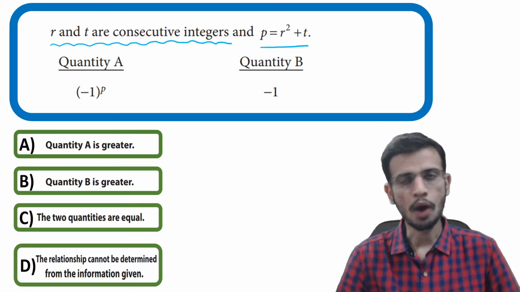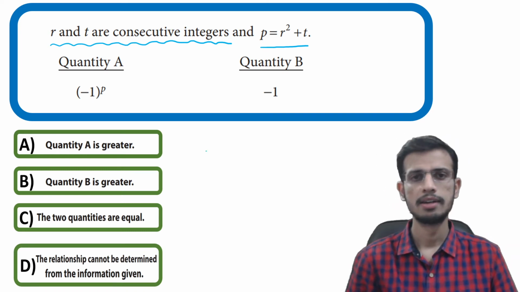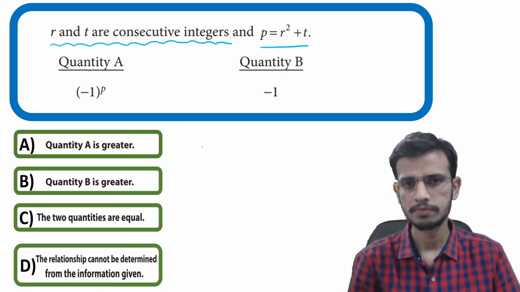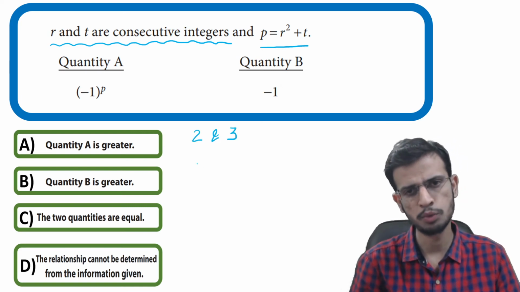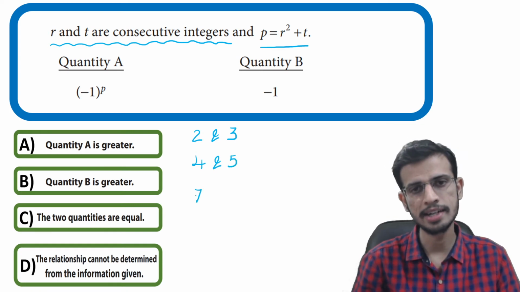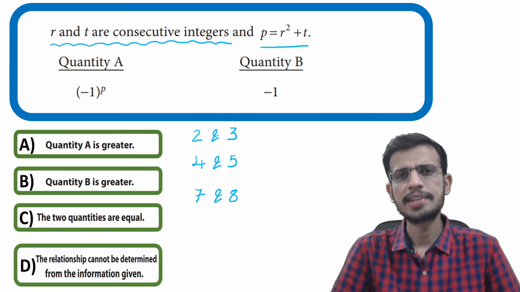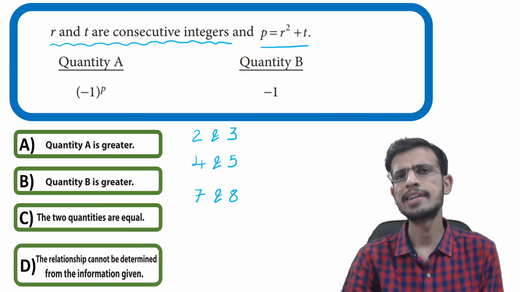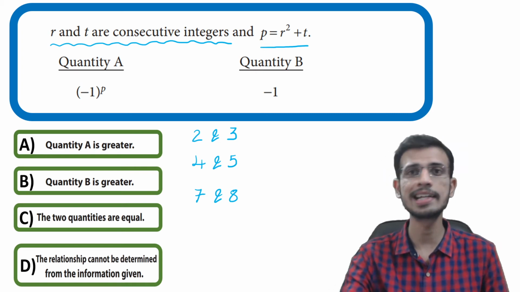We don't know the value of P, but P is a function of R and T, and R and T are consecutive integers. We can say 2 and 3, right? 2 and 3 are consecutive integers. We can say 4 and 5, or 7 and 8, are consecutive integers. But we can't check for all the values of R and T. If we are able to prove it in general form, then we will definitely prove it.